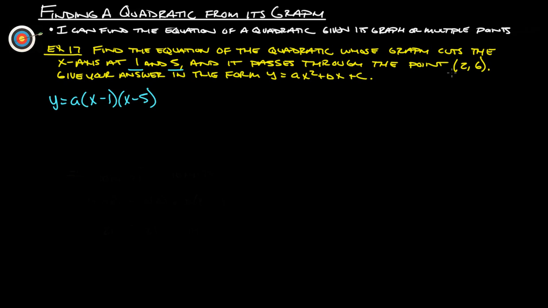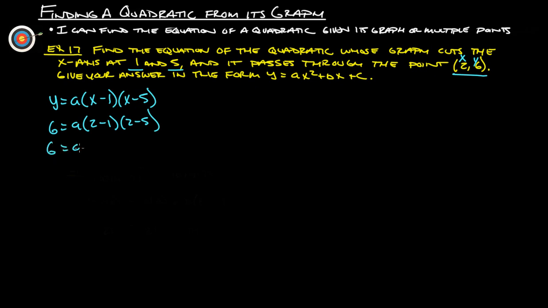Okay. Now it's normally nice if they give us the y-intercept, but they didn't. They gave us a point now instead. But it's okay. It's still going to work out because this is our x and this is our y. So we know that when the y is 6, then we know that the x has to equal 2. So now we do, instead of 0, we put 2 minus 1 times 2 minus 5. And then we solve this for a.